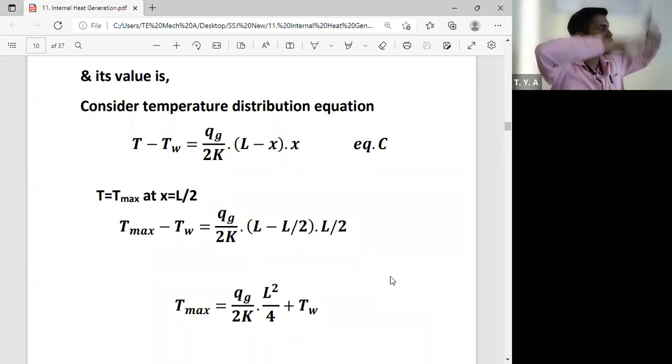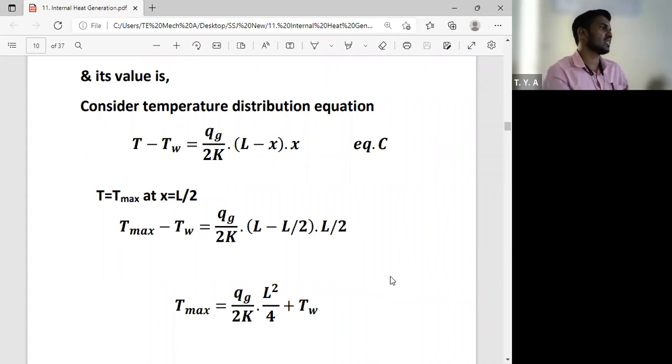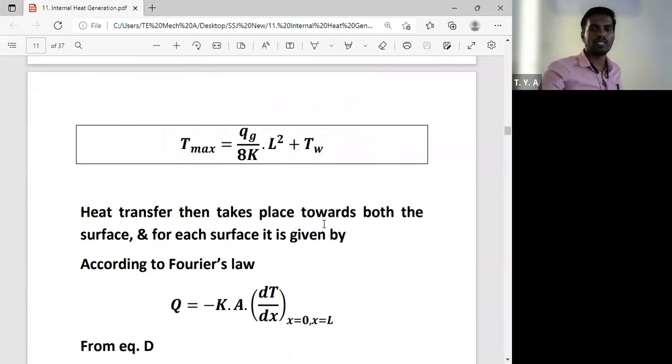Earlier in the plane wall we directly considered heat transfer from the left side to the right side. But when the internal heat generation concept comes in, we get the maximum temperature at the middle and the heat transfer takes place from the middle section to the faces. So got it? Understood by everyone? Then write down the statement: heat transfer then takes place towards both the surfaces.